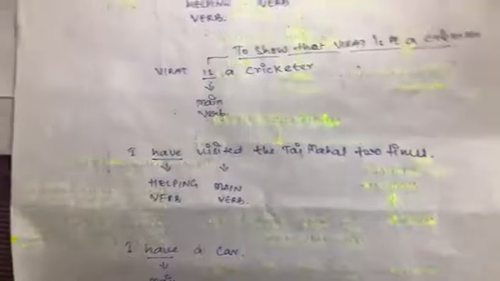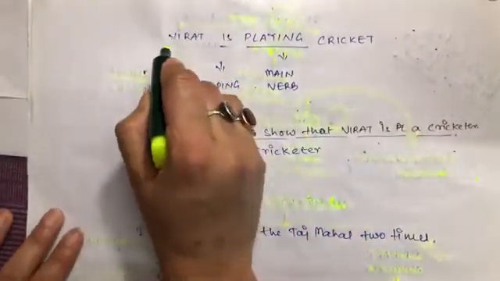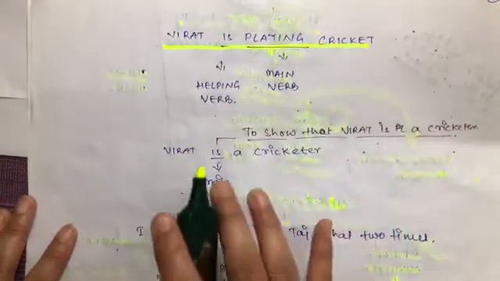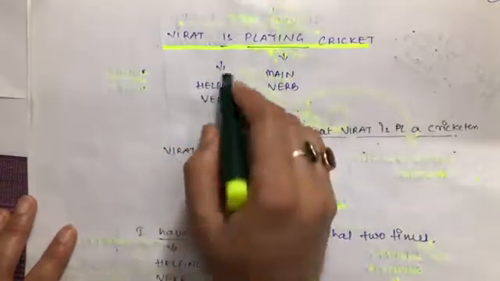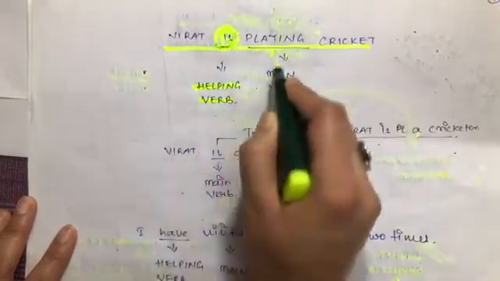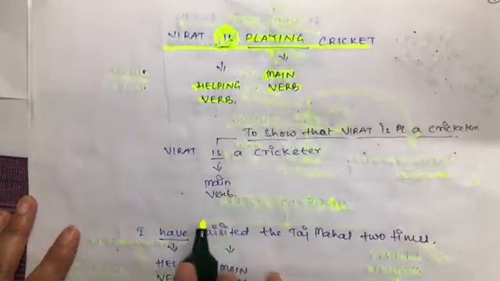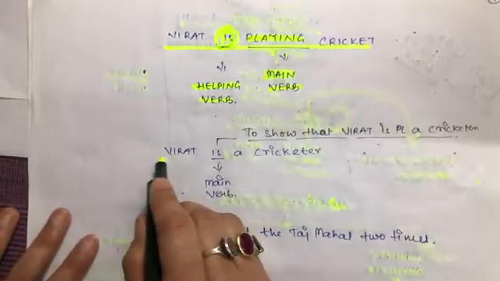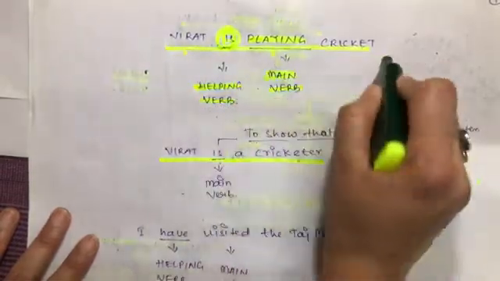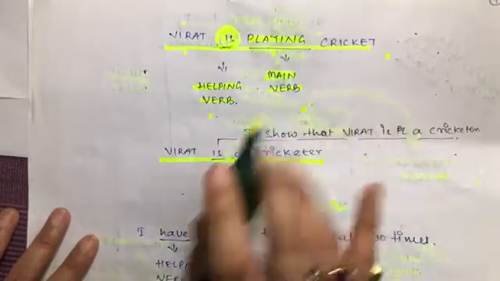Now let's see the other part of it. Let's take up an example. The example which I'm going to take is, first, Virat is playing cricket. Virat Kohli is a very famous cricketer. So here, is acts as a helping verb. And what is the main verb here? Playing is the main verb. First sentence, Virat is playing cricket: is is the helping verb and playing is the main verb.